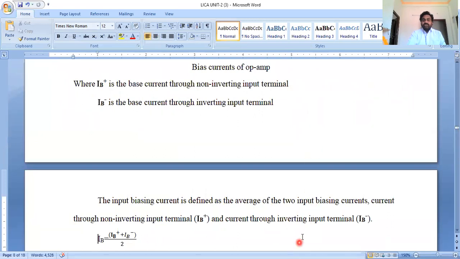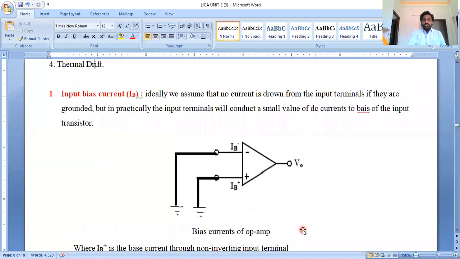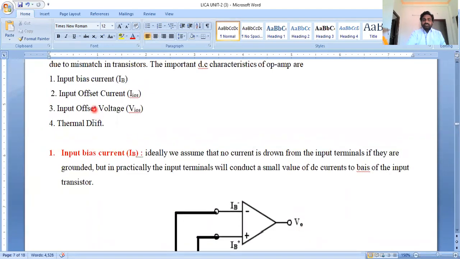Next we explained input bias voltage, input offset voltage, and input offset current, and we expressed thermal drift. Now we will discuss how we can control or eliminate these characteristics to improve efficiency. First, how to eliminate input bias current and input offset current. We discussed both characteristics, input bias current and input offset current.